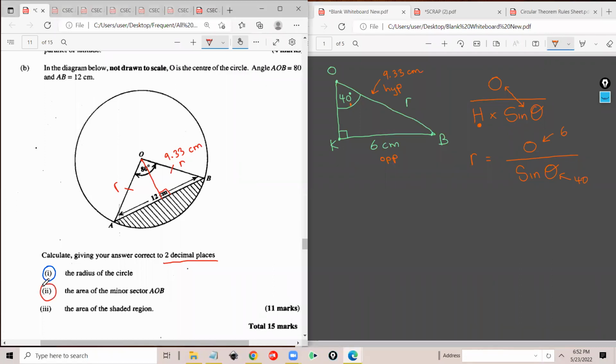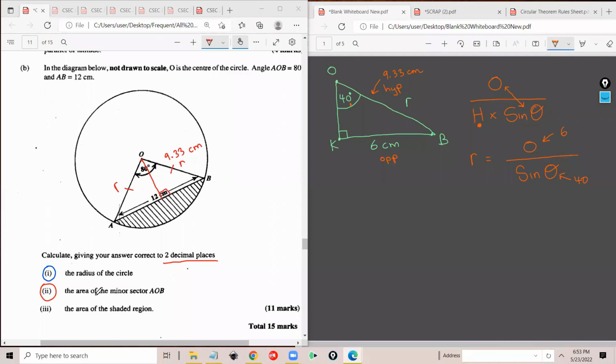Now we're on to part 2. The area of the minor sector AOB. That's the pizza slice, right? Now, if you use the sine rule, you should get the same answer. I'm not too sure. I just went with this method. So, Cassidy, if you got roughly the same answer, you will be correct. But to me, once I see the opportunity to work with a right angle, I just go to that. I find a right angle triangle is just easier to work with.